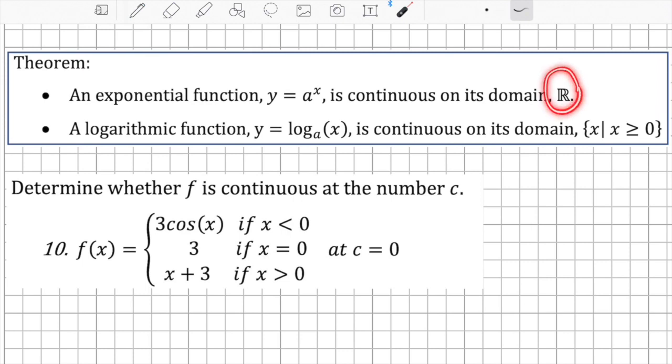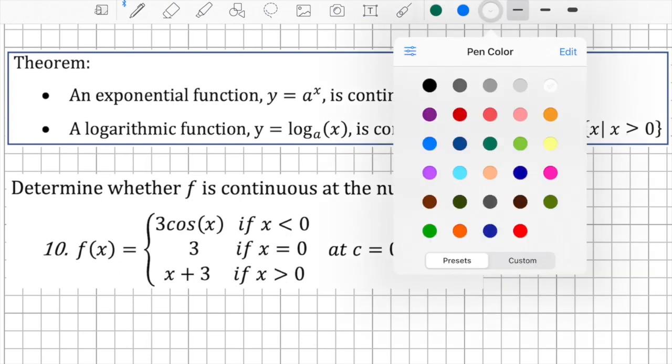Also, an exponential function is continuous on its domain, which is all real numbers. And a logarithmic function is continuous on its domain, and its domain is greater than 0. It's not equal to 0. So let me erase that.